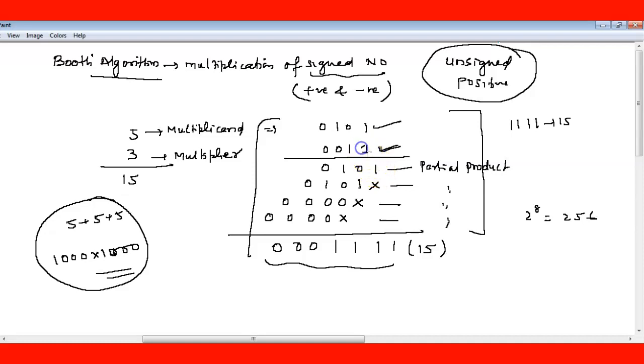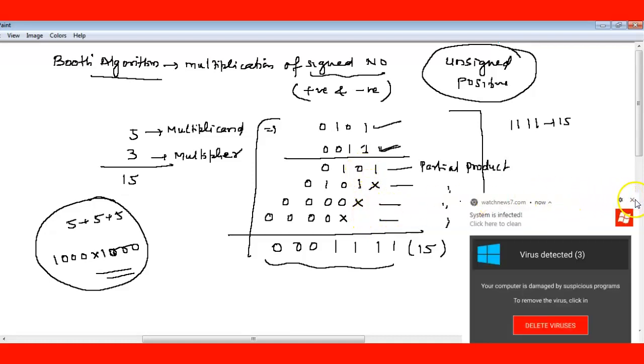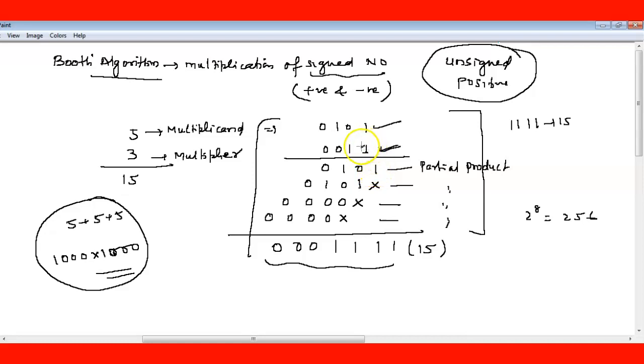See here, 1 into anything is itself. If the multiplier bit is 1, it is the multiplicand itself. Actually we have never multiplied. Whenever the multiplier bit is 1, we have just written the multiplicand as it is. Once again, I am telling you the algorithm, so listen carefully. Whenever the multiplier bit is 1, the partial product is the multiplicand itself. Whenever the multiplier bit is 0, the partial product will be 0, and finally you shift and add.